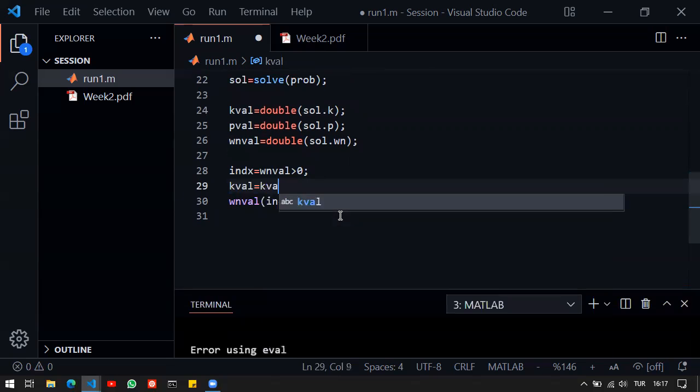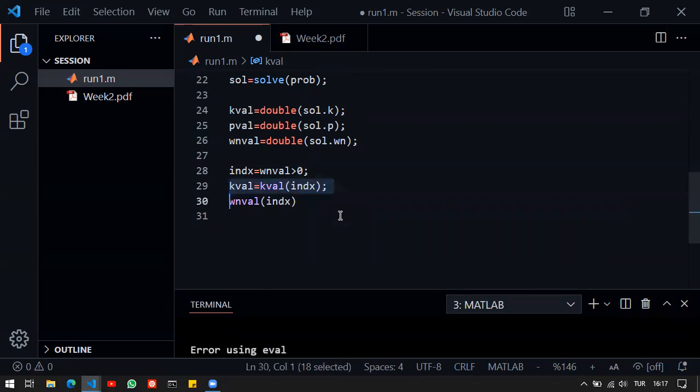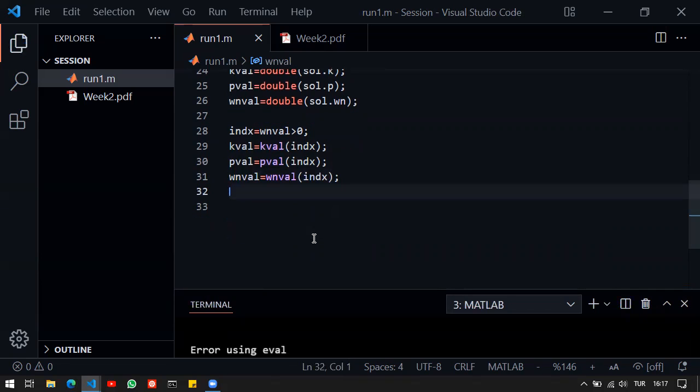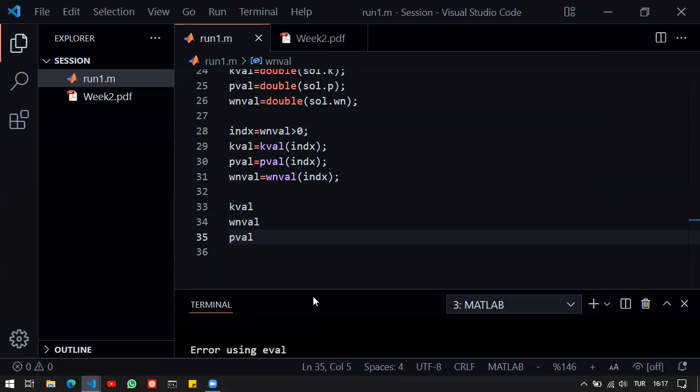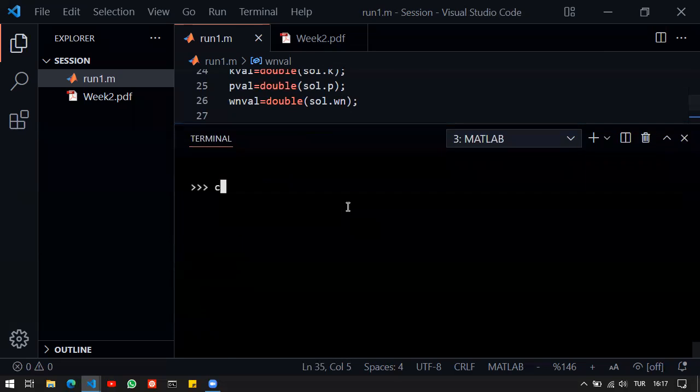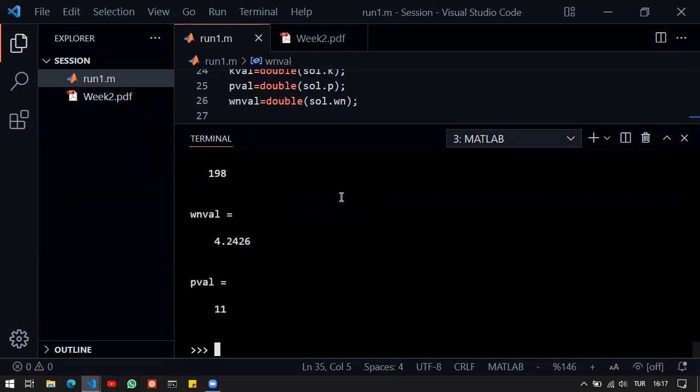So k-val should be equal to k-val of these indices, and then we will have p-val, which should also eliminate that, and then omega n-val, and there we go. So now I should have only the solution that I'm interested in. And there we go. My pole is at -11, my frequency is this, and then I also have the p-type controller, which is 198, and that's it.